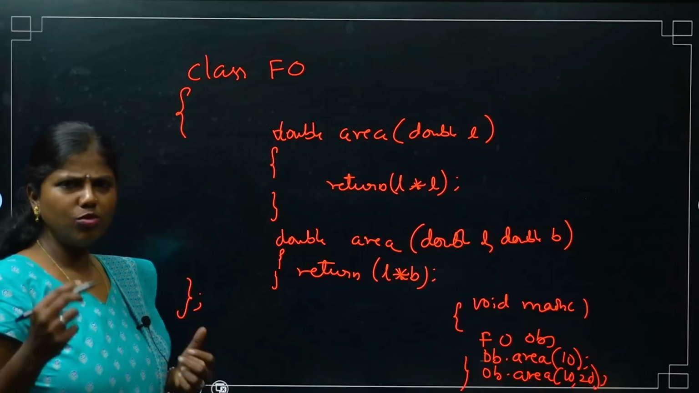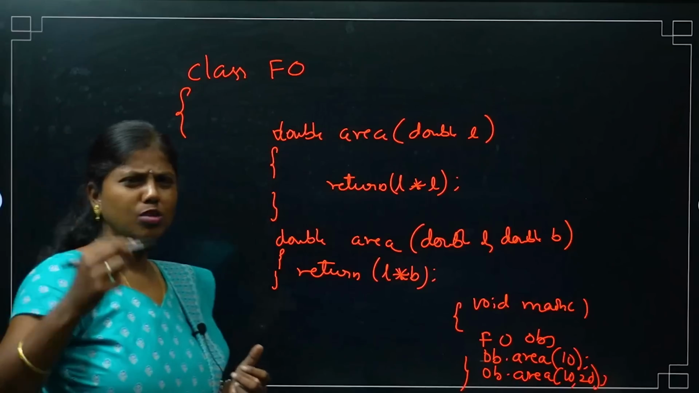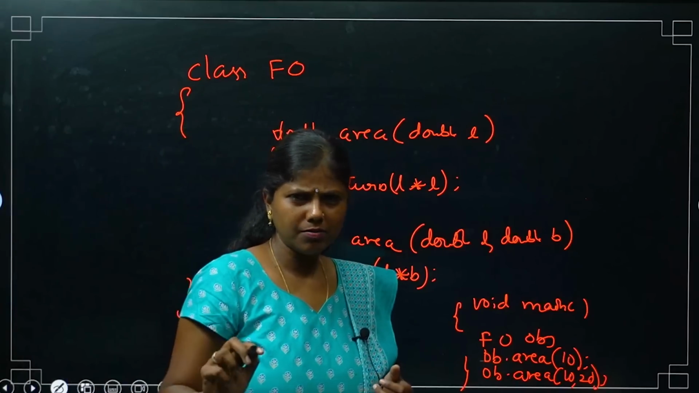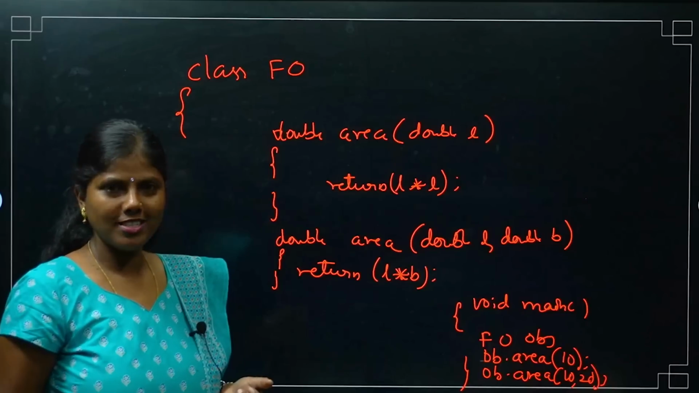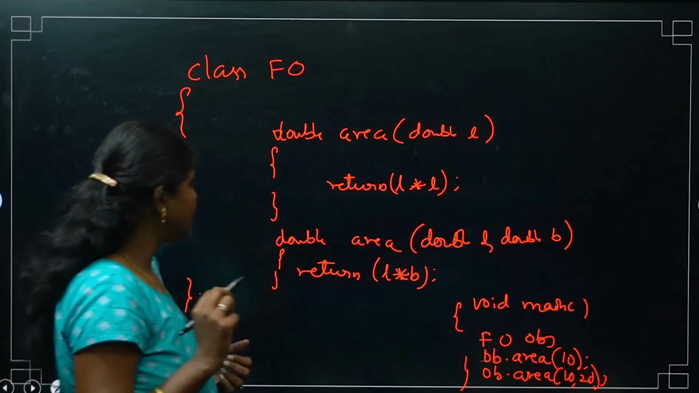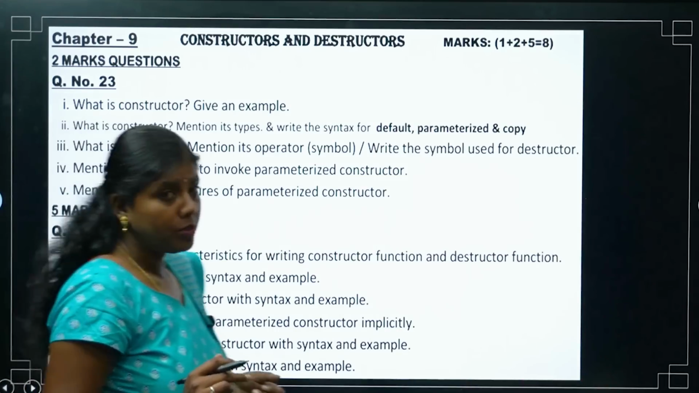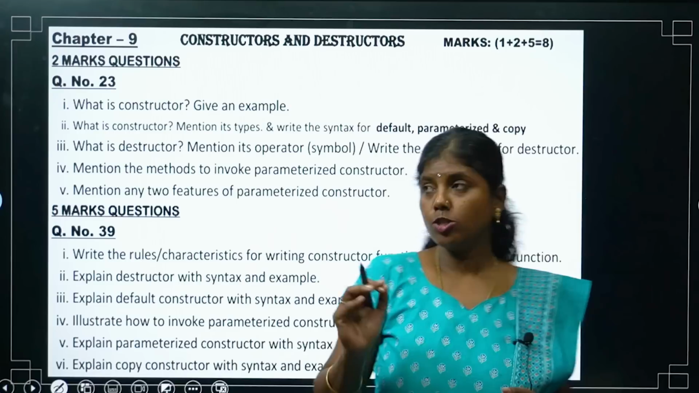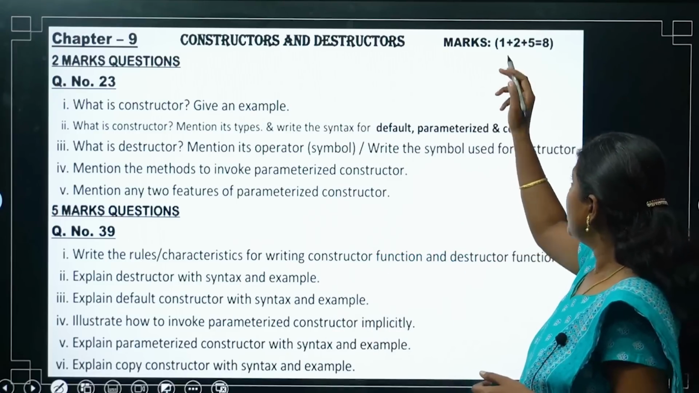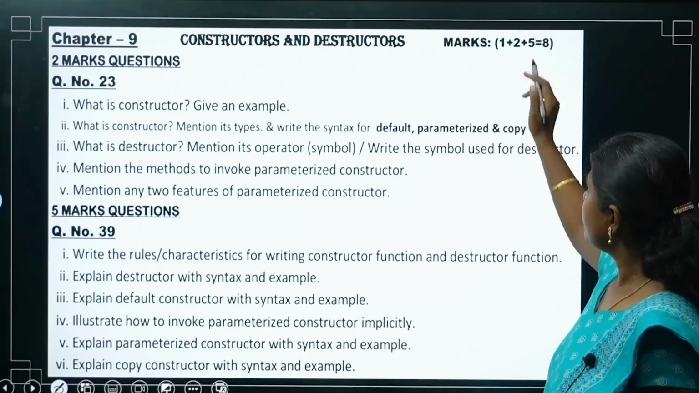Okay, you need not elaborate, making it too lengthy. No, it's not required because we have to attempt more questions. We have to get more marks, isn't it? So we'll just go to the next chapter. That's going to be chapter 9, constructors and destructors. So this chapter carries 1 marker MCQs, 2 markers and 1 5 marker.